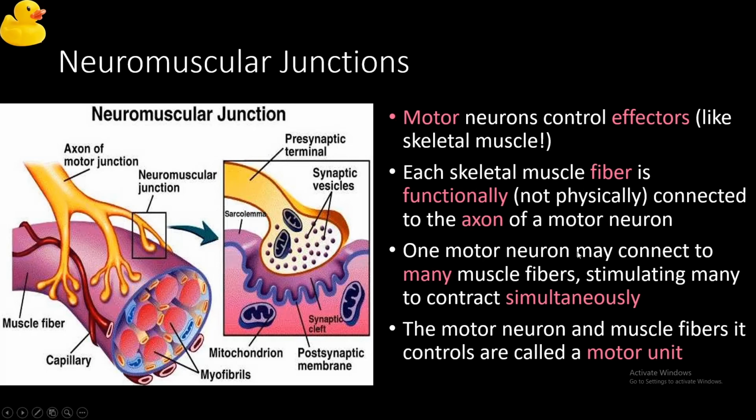One motor neuron might connect to multiple muscle fibers. So it kind of looks like one in this diagram, but each of these little fingers is a different muscle fiber. This allows many muscle fibers to contract simultaneously. The motor neuron and the muscle fibers that it controls are collectively called a motor unit.